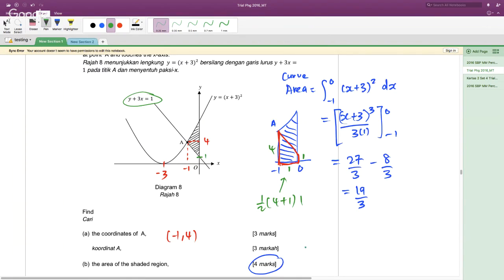So in order to get the shaded region, I will say 19 over 3 minus 5 over 2. And then I will use the calculator to solve this one. You will actually get the final answer, which is 23 over 6. Yeah, if you want to write the unit, you just write unit square. But even if you don't write it, I think in this topic it should be okay.